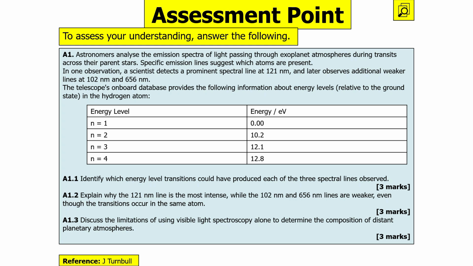The telescope's onboard database provides the following information about energy levels relative to the ground state in the hydrogen atom. Identify which energy level transitions could have produced each of the three spectral lines observed. Explain why the 121 nanometer line is the most intense, while the 102 and the 656 nanometer lines are weaker, even though the transitions occur in the same atom. Then discuss the limitations of using visible light spectroscopy alone to determine the composition of distant planetary atmospheres. So, pause the video now, then unpause the video when you want to go through your answer.